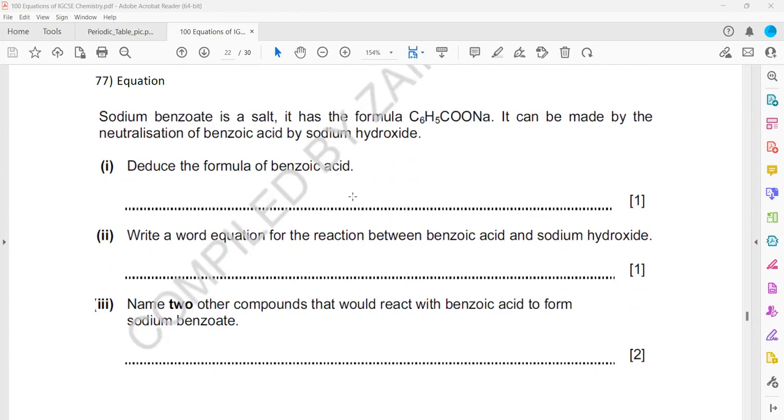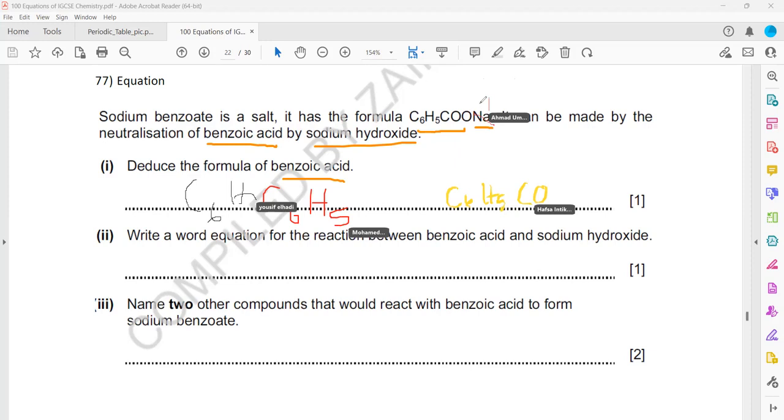Question 77, sodium benzoate is a salt and is formed when, like the formula C6H5COONa. It can be made by benzoic acid with sodium hydroxide. Deduce the formula of benzoic acid. Can you identify from this salt what is the formula of benzoic acid? So what we simply do, we will remove this sodium and put a hydrogen. Then it will be the formula of benzoic acid.